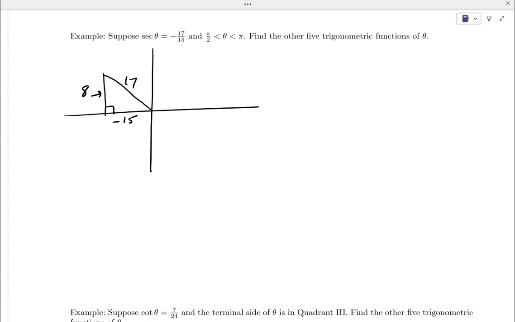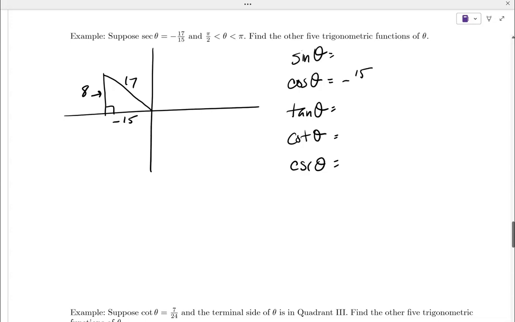So now from this, we should be able to figure out the other trig functions. So I want sine of theta, cosine of theta, tangent of theta, cotangent of theta, cosecant of theta. Well, one of those I didn't need a triangle for. Which one didn't I need the triangle for? The cosine, because it's the reciprocal, right? That's just negative 15 over 17.